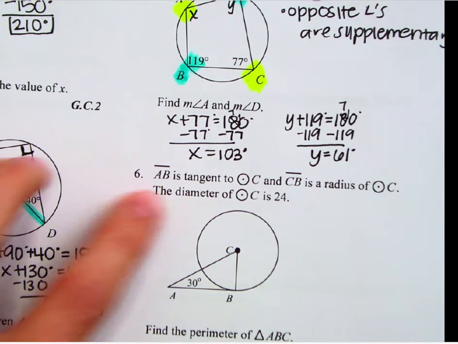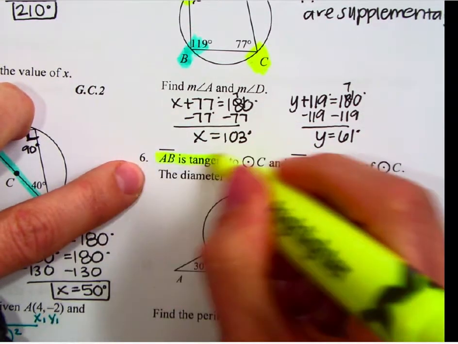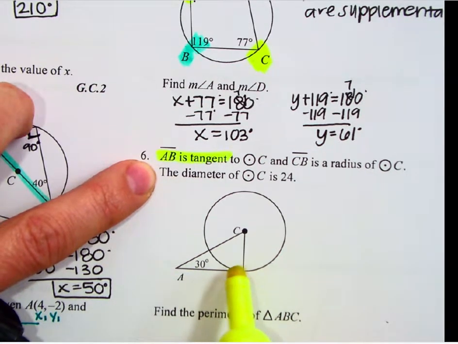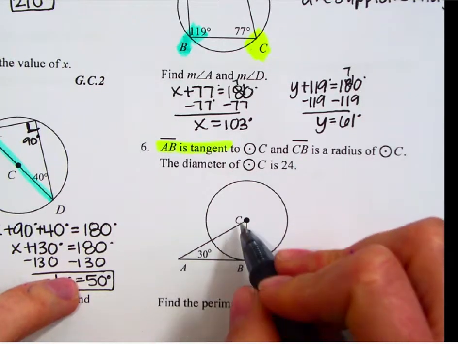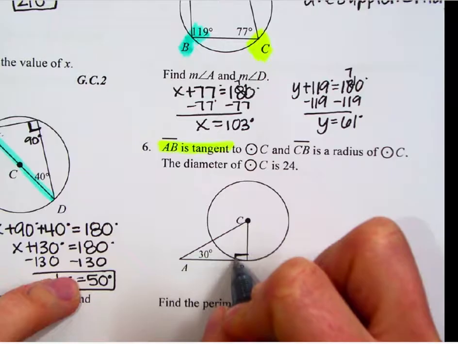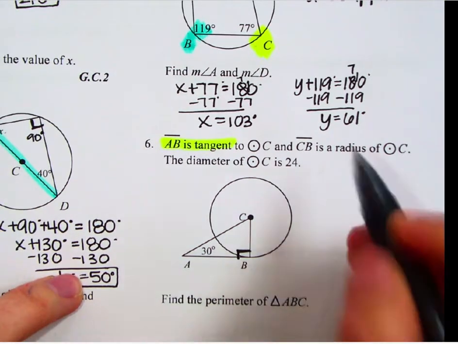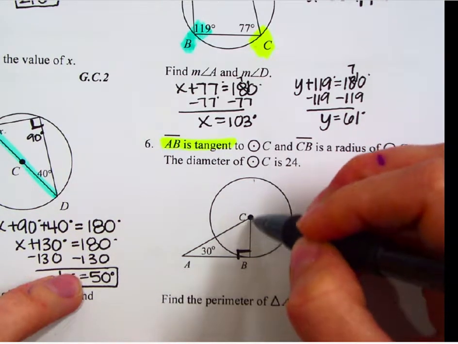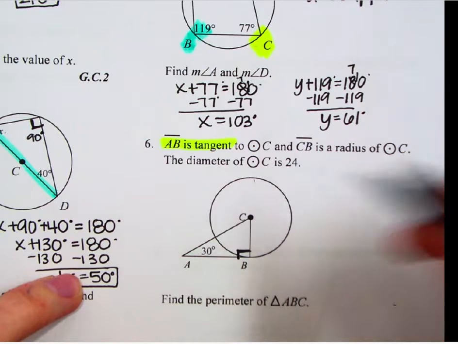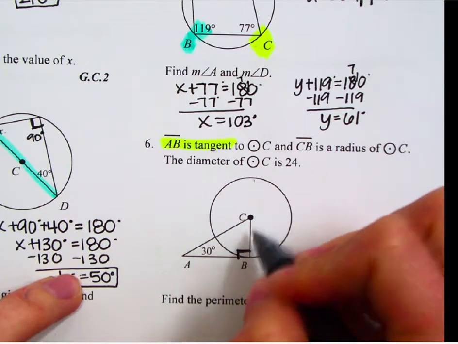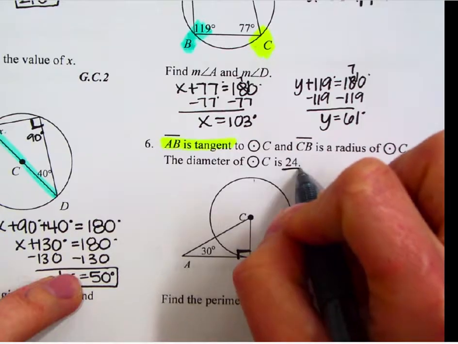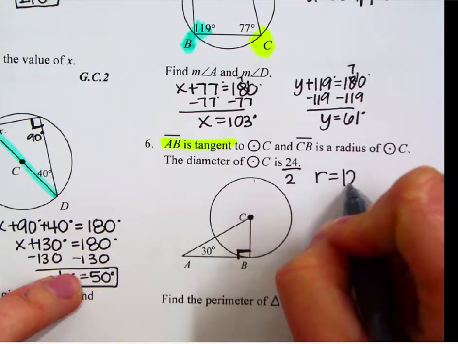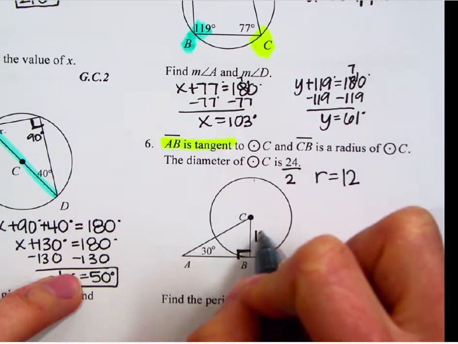Number 6, AB is tangent to circle C. So that means that AB, this tangent line, we know tangent is going to be perpendicular with the radius right here. So we're going to write in this 90-degree angle. The diameter of the circle is 24, so that means this entire length across through the center is 24, but we're more focused on this radius right here. To find the radius, we talked about it up there in number 4. The radius is the diameter divided by 2. So the radius is 12, I'm going to write that in right there.